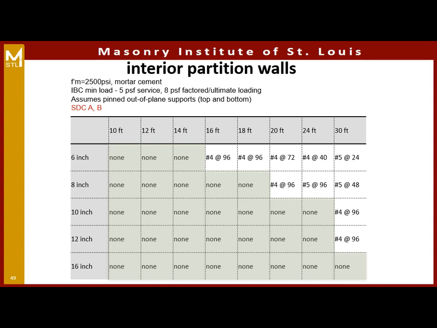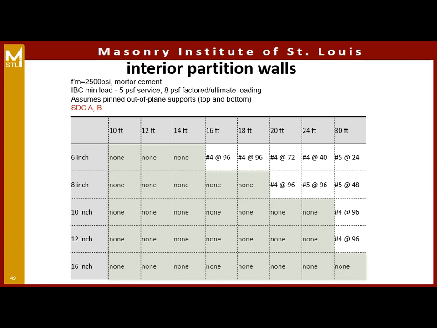Here is an example of what kind of reinforcing we need for partition walls. In this example, we're using an F'(M) of 2,500 psi. The only load we have is our IBC minimum out-of-plane load, which is 5 PSF for service, 8 PSF for ultimate. And this is looking at pin support at the top and bottom of the wall, and we are in seismic design category A or B.